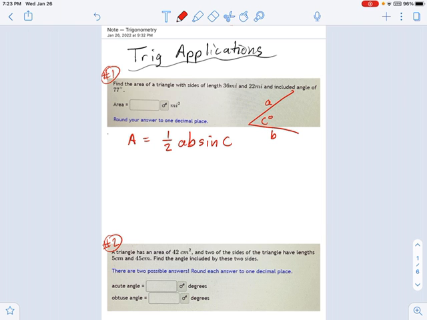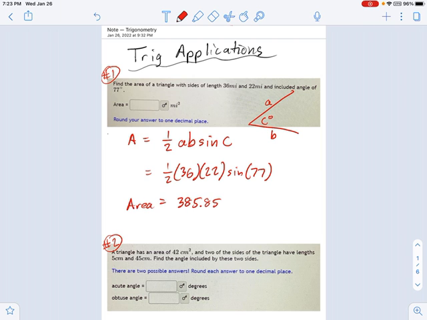Okay, so let's just plug in the numbers here and see what we get. In this problem, it is 1/2 times 36 miles times 22 miles times the sine of 77 degrees. Make sure your calculator is in degrees, otherwise this is getting all messed up. 1/2 times 36 times 22 times sine of 77, and I get area equals 385.85. You can check your calculator on this problem to make sure you're punching everything in right.